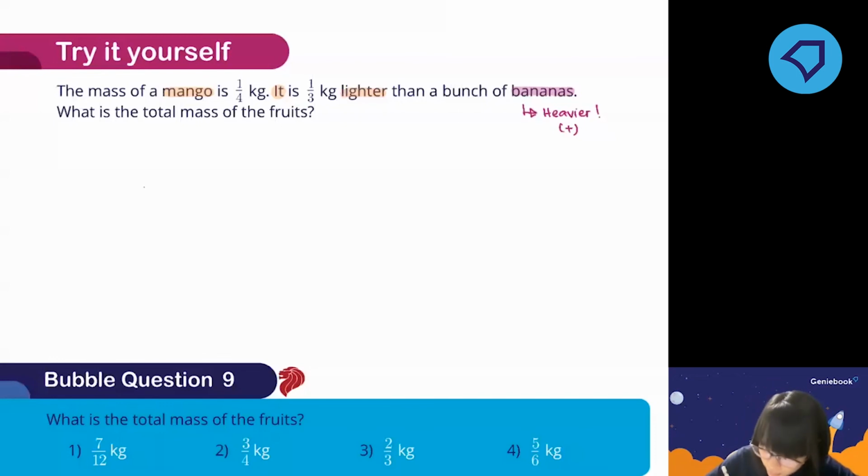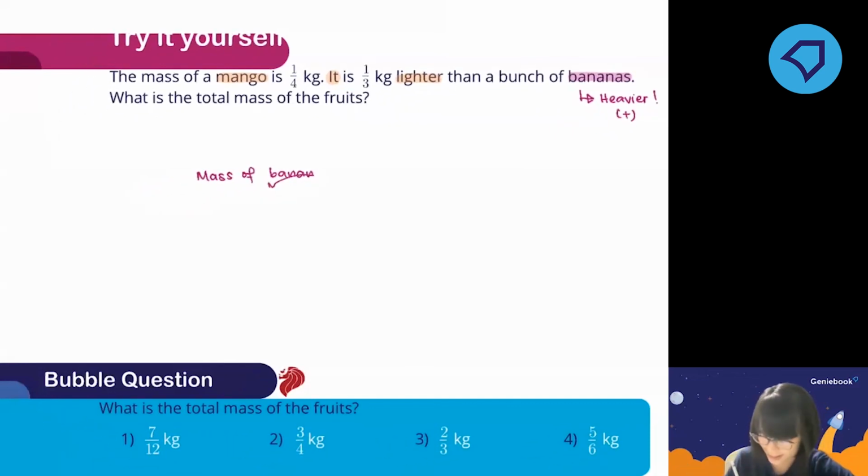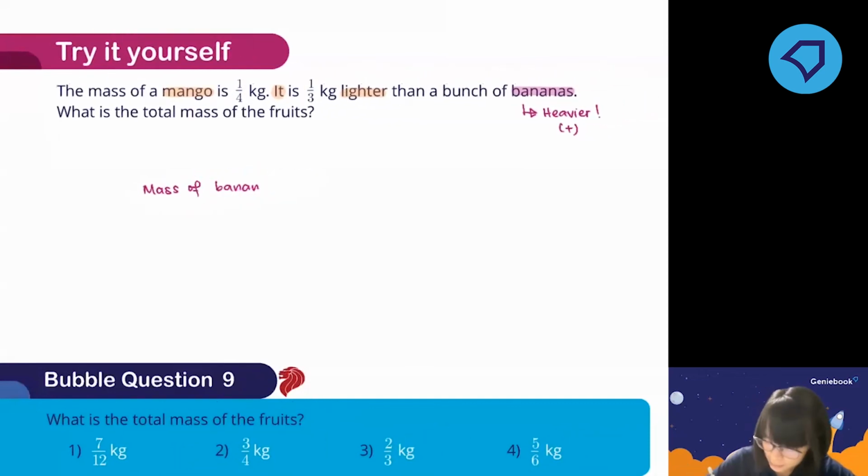Okay, so we want to find the mass of bananas. Mass of banana over here. It is heavier, so we need to do our addition. So we're going to take the mass of the mangoes plus how much heavier it is. All right. Okay. So from here, we need to make the denominators to be the same.